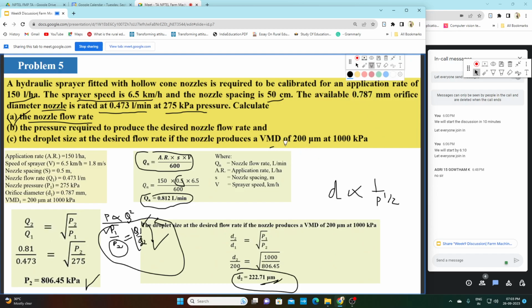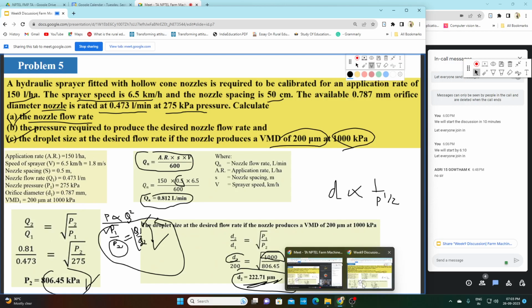Yeah, we have been given VMD 200 micrometer at 1000 kilopascal. So D2 by 200 equals root over P1 by P2, where P1 is 1000 kilopascal. 200 corresponds to 1000 kilopascal. Now, D2 for 806.45 kilopascal, what will our D2 be? Our D2 is coming to 222.71 micrometer. So this is the answer to this question. So the C portion is also clear.